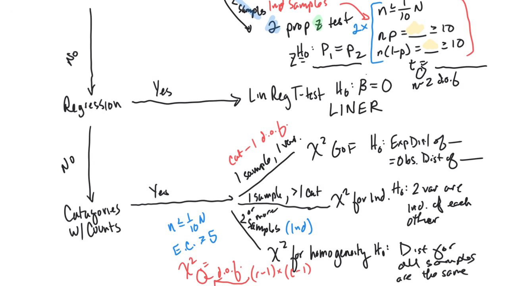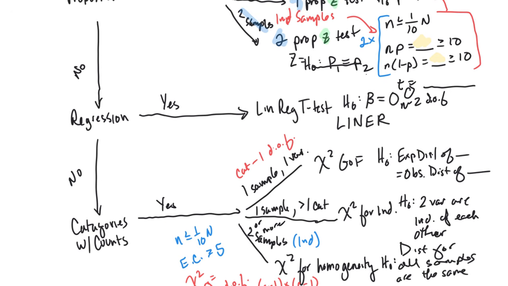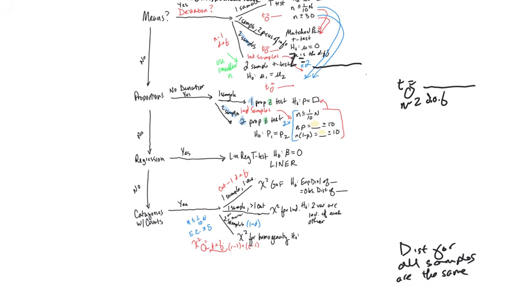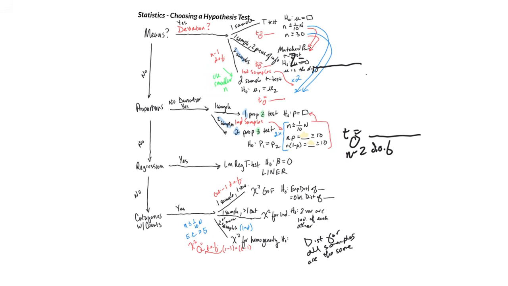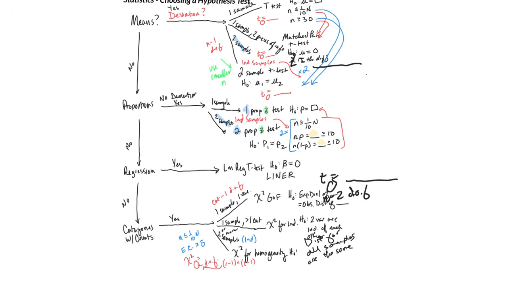So these are all of the different hypothesis tests that will be tested on the AP exam. And this is the progression that I would follow as I'm deciding which one is which. Again, if you want to see actual specific examples, go check my channel for examples of each of these types of tests. But this is the procedure I would use to decide which one to use.